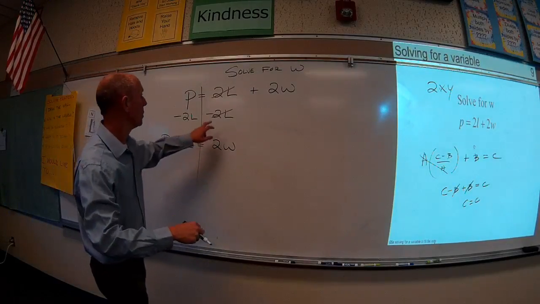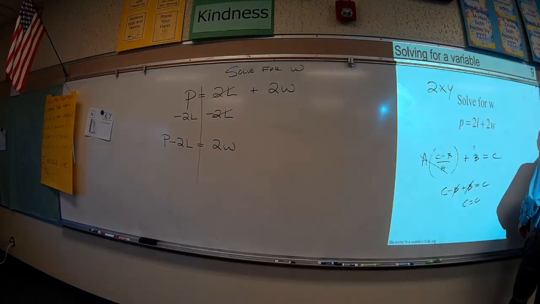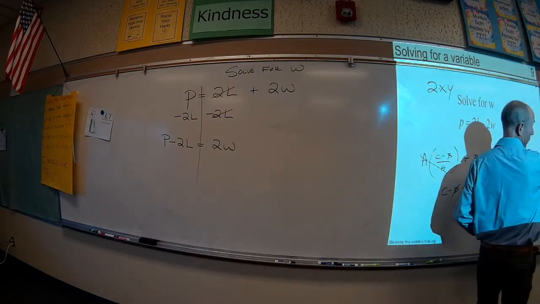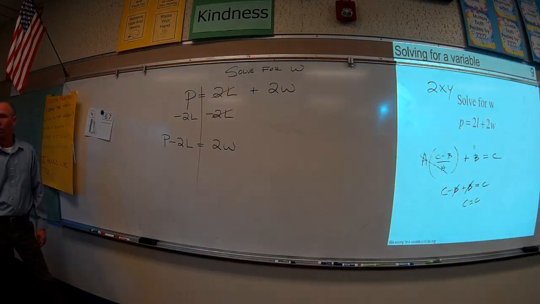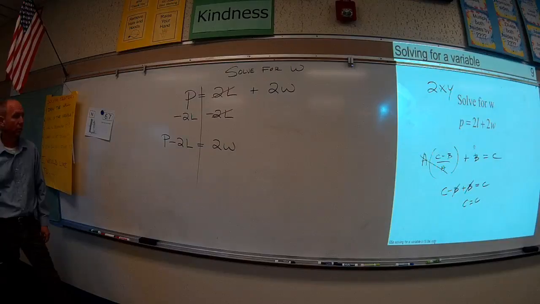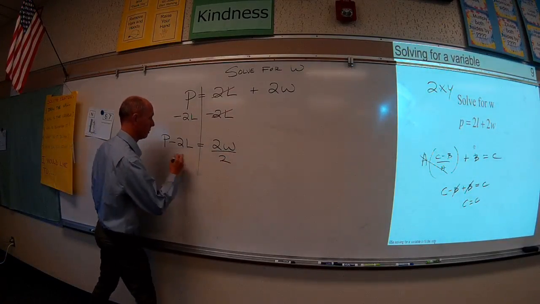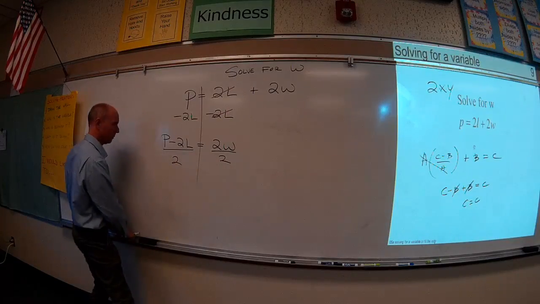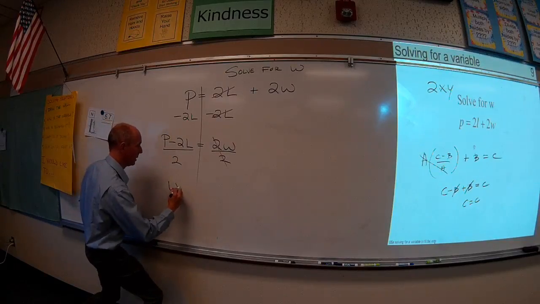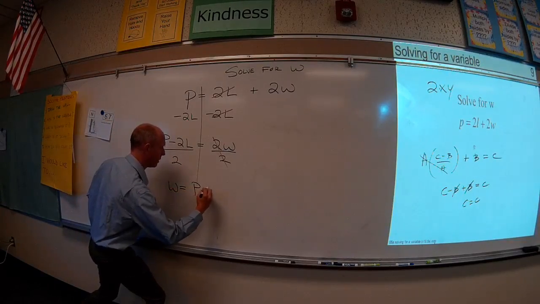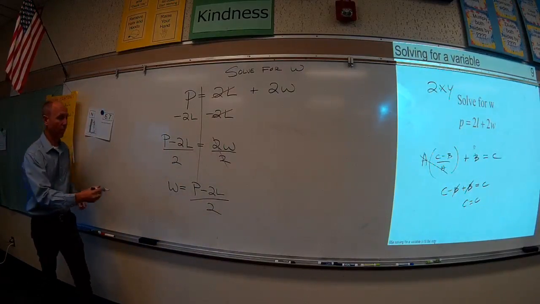Over here, they just subtracted an L. I'll subtract an L here. So that one's actually done at this point, but this one we're still working on. Next step, you got it. P minus 2L divided by 2. Divide everything by 2. Divide both sides by 2. So I would call this W equals P minus 2L over 2. And that's a valid answer right here.